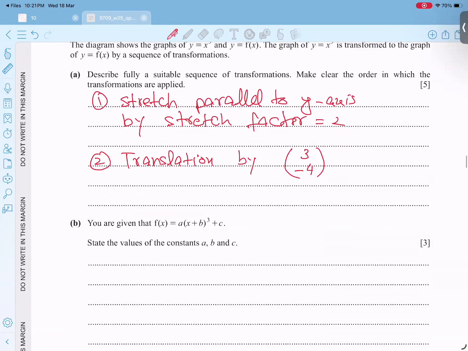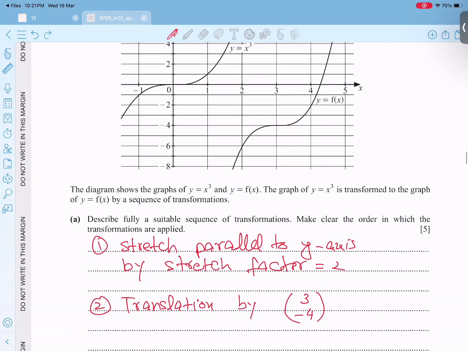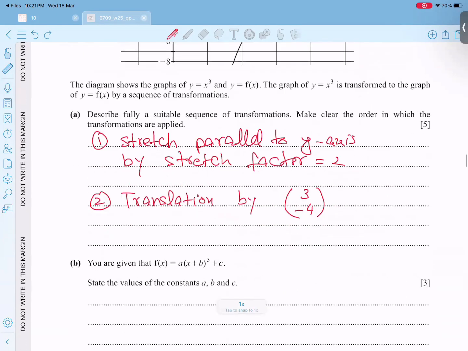Let's see what the next part is saying. You are given this equation, and we have to find the new curve equation. And state the value. State means we can just write it directly, no need to work it out. So if we check it, we can start from here.